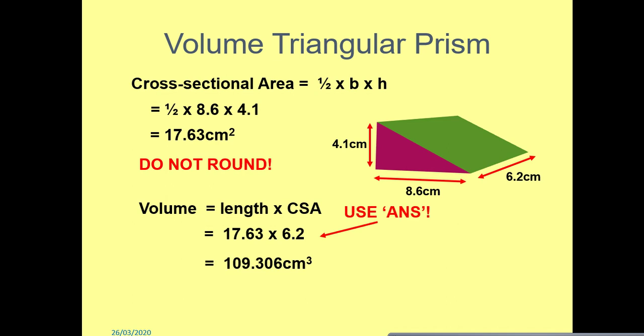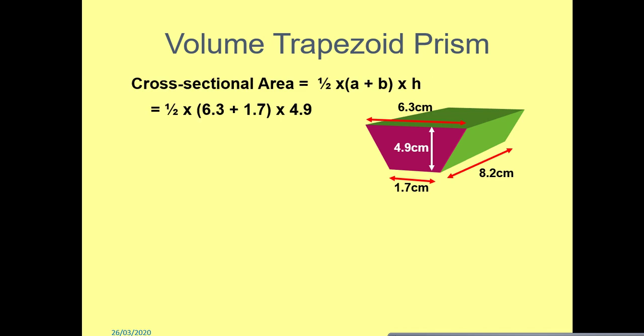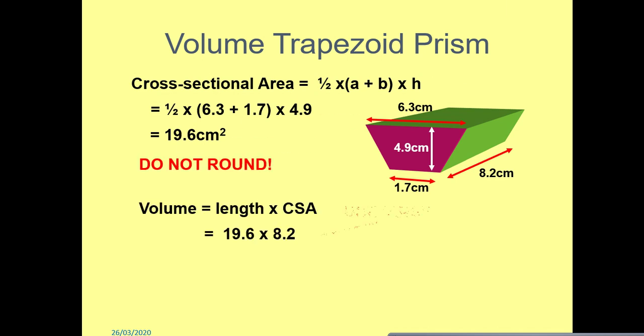Good. Let's do one more. So a trapezium. I have mentioned how to work it out, but I'm not going to remind you. I'll give you a few minutes to work it out. Your trapezium is your top length plus your bottom length, times your height, divided by 2. Those are your two parallel sides, because it could be in a different orientation. So 6.3 plus 1.7, times 4.9, divided by 2. That means my cross section is 19.6, times it by 8.2. The answer is 160.72. Yeah, good, there you are.